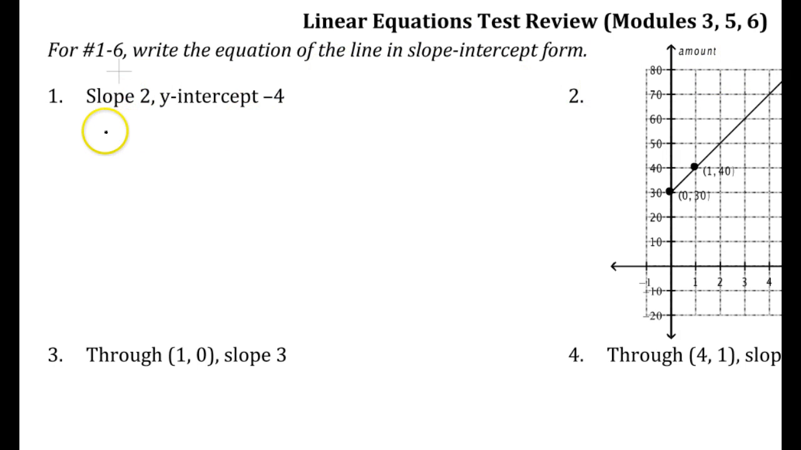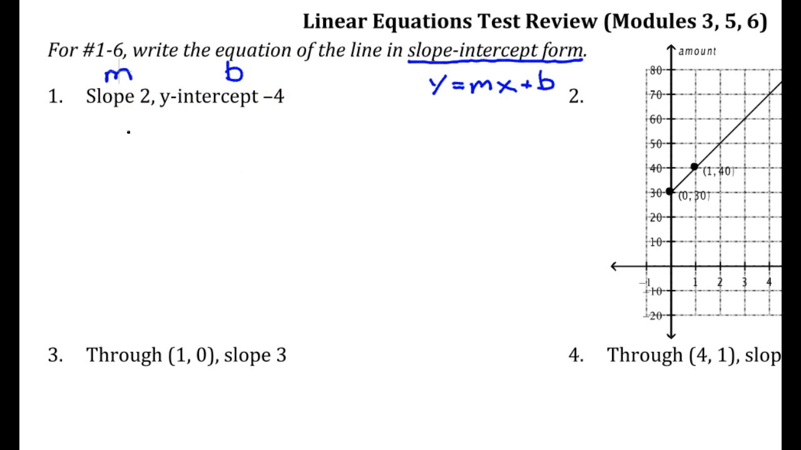Get it started. So slope, y-intercept. Slope is m, y-intercept is b, and we have to know that slope-intercept form is y equals mx plus b. So start off with vocab. Let's go from there. So we have the m, we have the b.